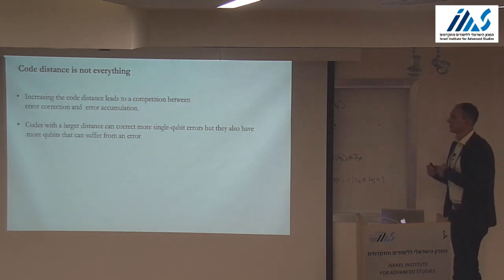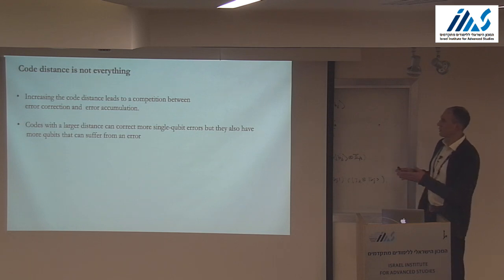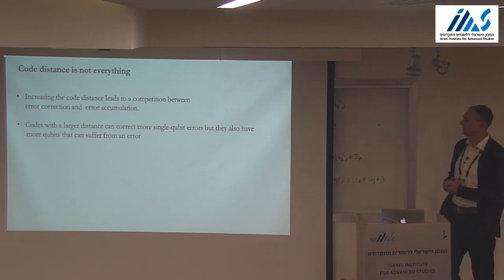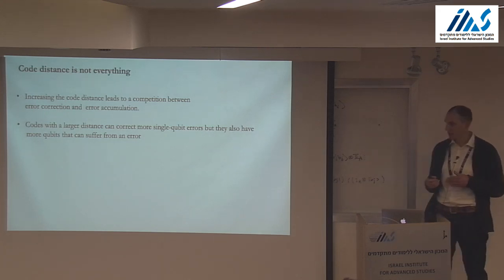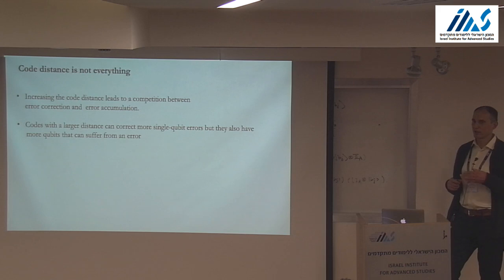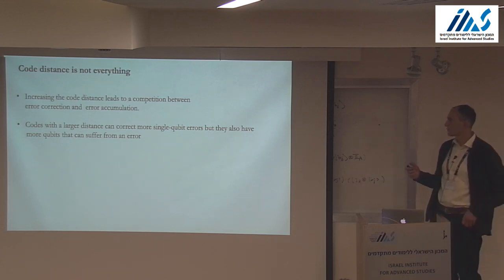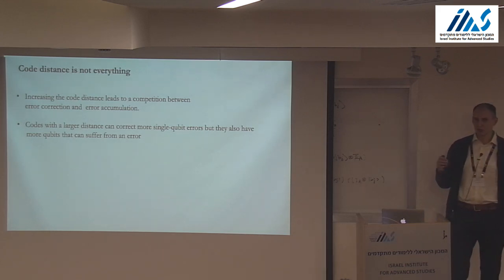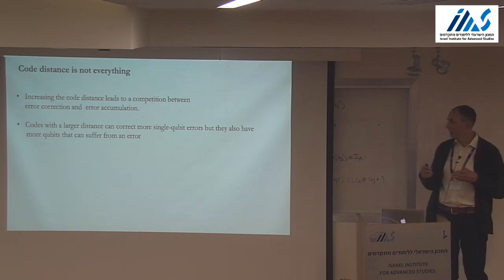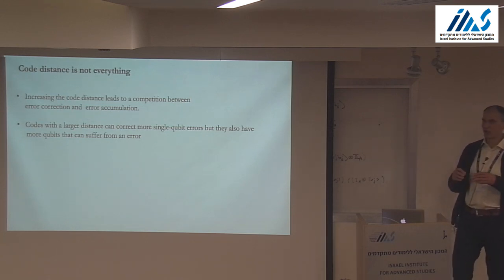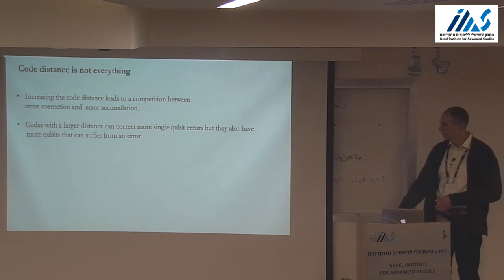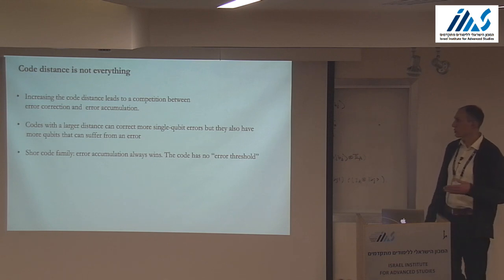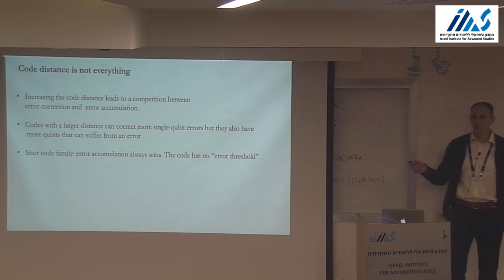Yeah, so somehow what we learned from this example is that increasing the code distance leads to a sort of competition between error correction and error accumulation. So quantum codes with a larger distance can correct more errors, but they also have more qubits that can suffer from an error. And for the Shor code family, as we increase the code distance, error accumulation always wins.